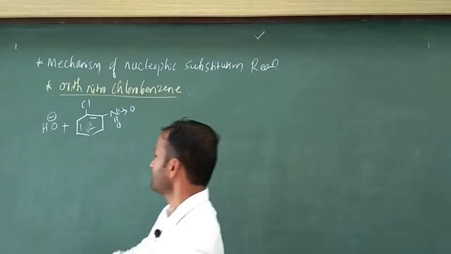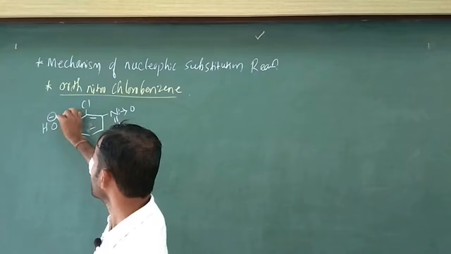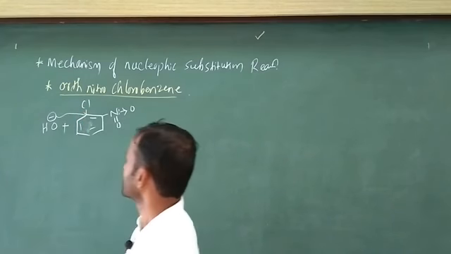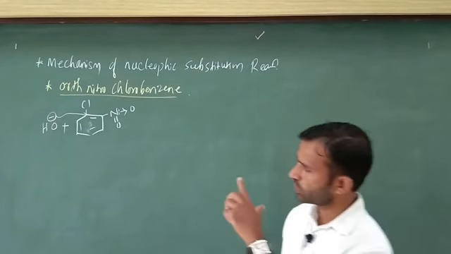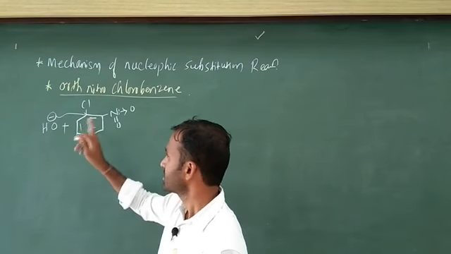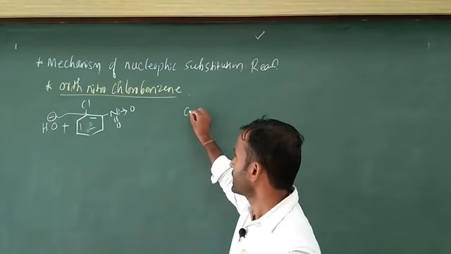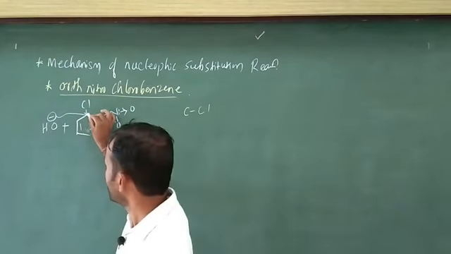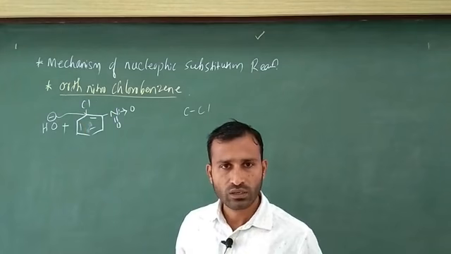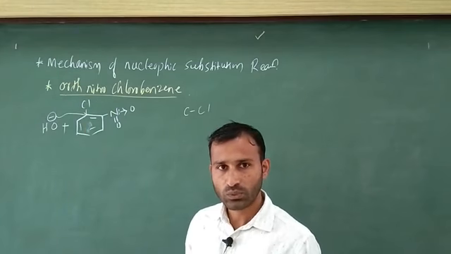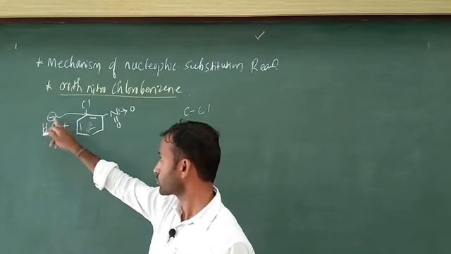In this case OH minus acts as a nucleophile. This nucleophile is going to attack the carbon attached to the chlorine. Next question: why does the nucleophile attack this carbon? Why not another? The most important point is electronegativity. Of carbon and chlorine, which is more electronegative? Chlorine. Carbon is less electronegative, so its electron density is less compared to chlorine. So the nucleophile attacks the carbon.